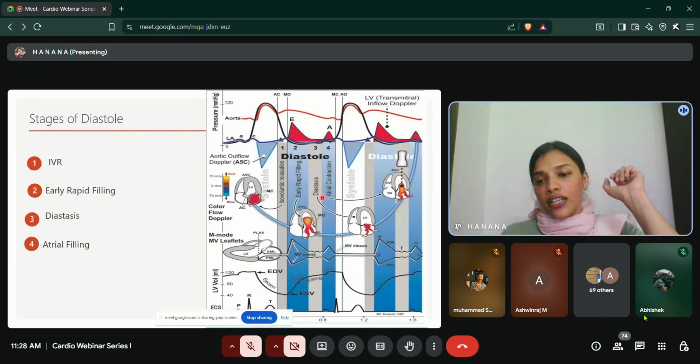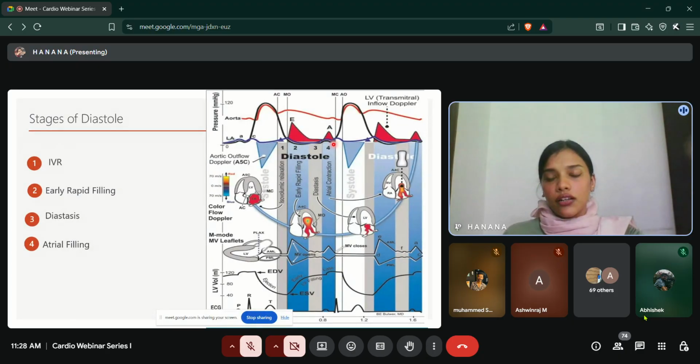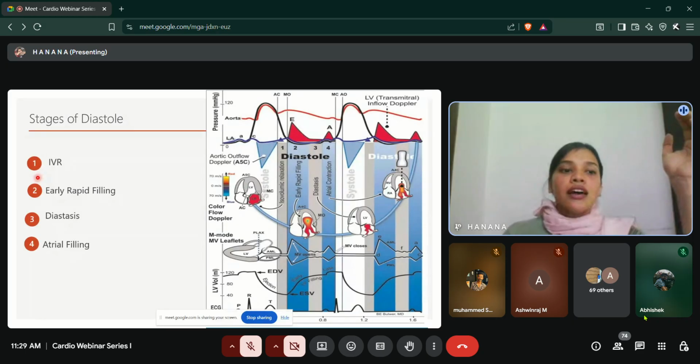And now the atria contract, and we see the P wave in the ECG. This is the ECG right now. The P wave is the atrial contraction phase. So the atria contract, there is active filling, and a little of the blood also gets into the ventricle from, sorry, from the atria. So those are the four phases of diastole: isovolumetric relaxation phase, early rapid filling phase, diastasis, and atrial filling phase. Phases 1, 2, and 4 are very important in diastolic function, so we will discuss them later in the session.